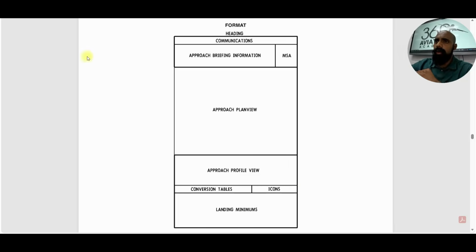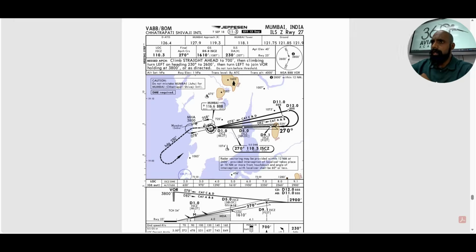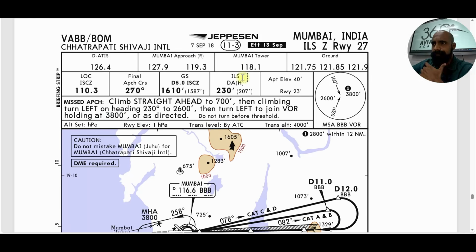So let's first look at the heading subsection, right? That's the first part over here. So let's look at the Mumbai chart here. And if you look right over here, the heading typically comprises of the first segment over here is the identifier, the airport identifier or the name of the airport. And this is typically by the International Civil Aviation Organization called ICAO, and you can see it's VABB, right?